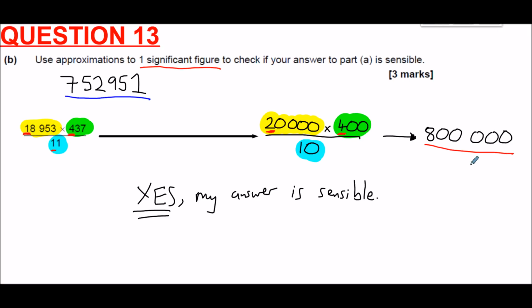Comparing it here though, you can hopefully see that it's sensible because 752,000 isn't really that far off 800,000. For example, if you were to round 752,000 to the nearest 100,000, it would be almost 800,000. So they aren't too dissimilar. They're both very big numbers, both either equal or not too far away from 800,000. So yes, your answer is definitely going to be sensible.